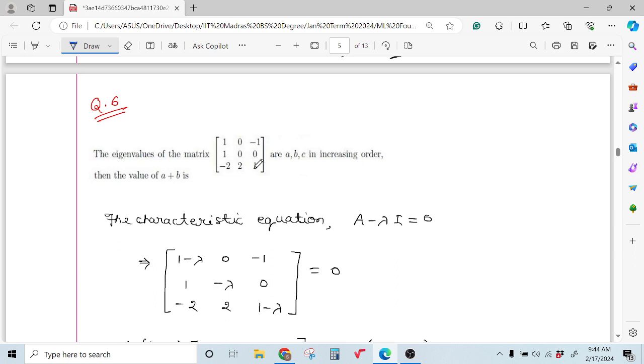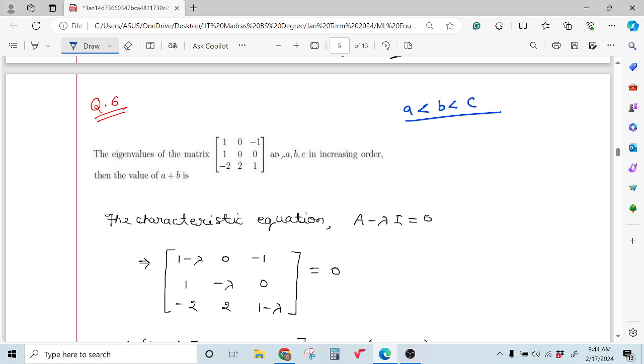Now let us proceed with the next problem. Problem number 6. The eigenvalues of the matrix are A, B, C in increasing order. Then the value of A plus B is. So in increasing order, A should be less than B and B should be less than C. These are the eigenvalues.